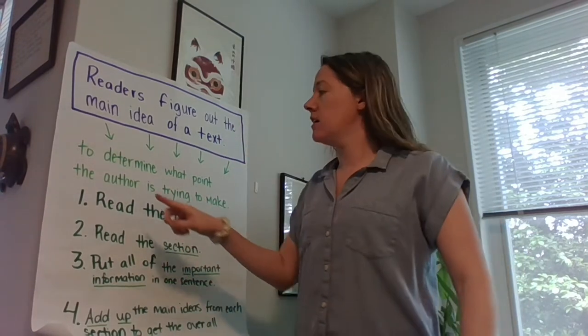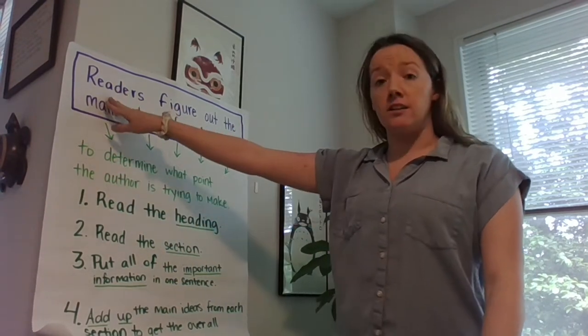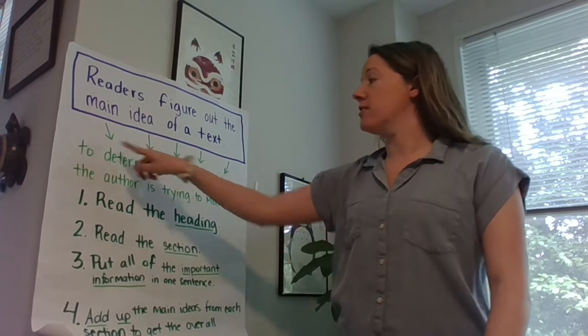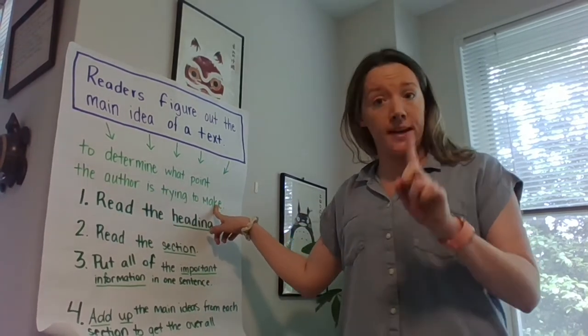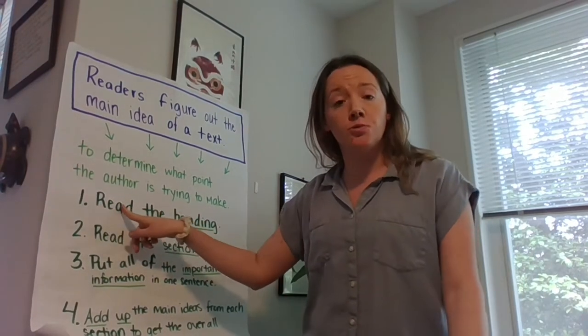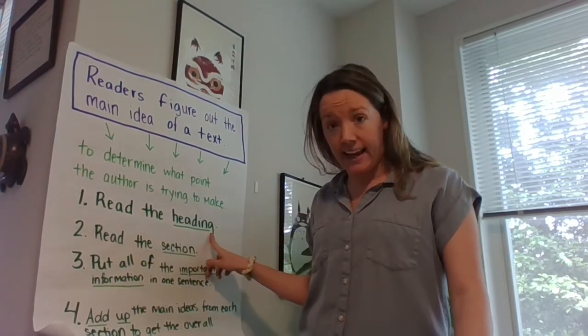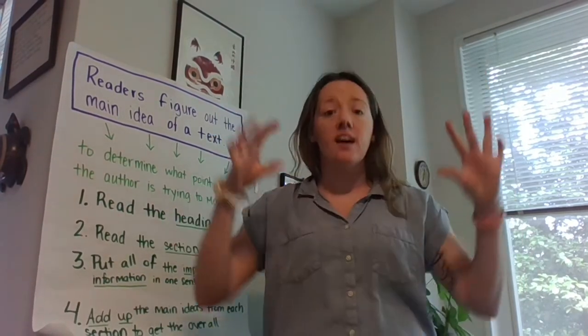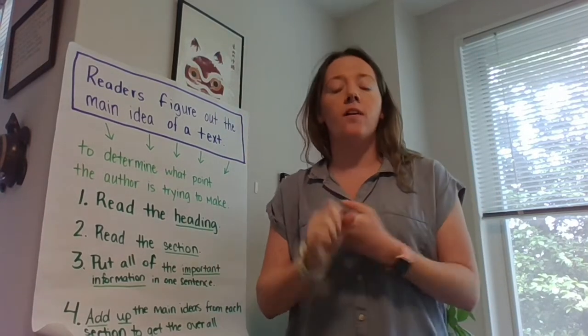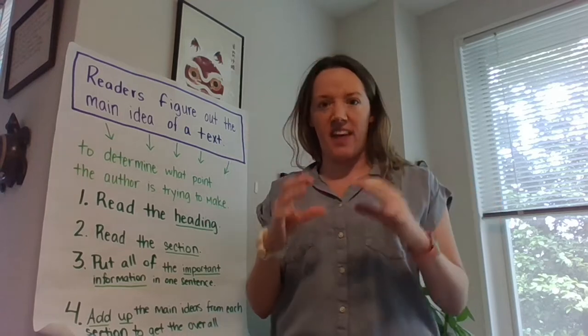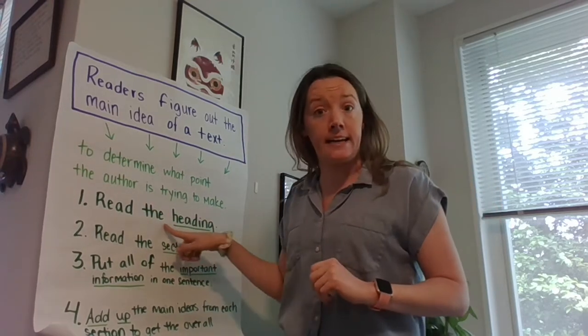Step 1. Readers figure out the main idea of a text to determine what point the author is trying to make. So in step 1, you're going to read the heading. The headings are the titles of each section of your reading, whether it be a chapter or, if you're reading an article, the heading of that section, okay? So make sure to read the headings.